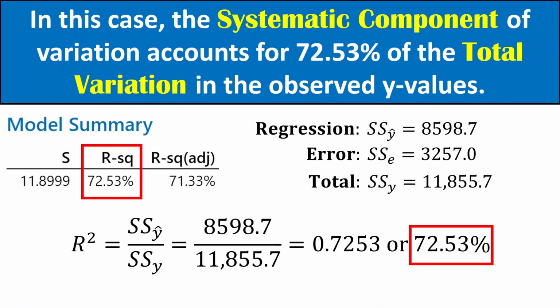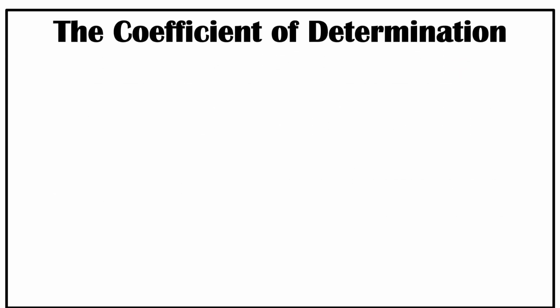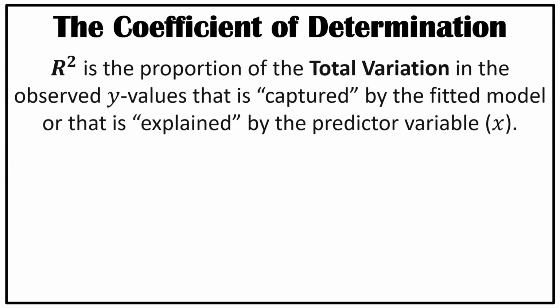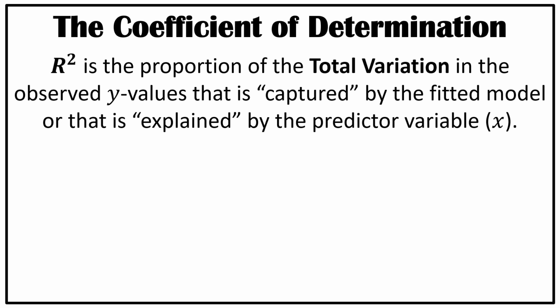So there's a couple of ways you can actually describe this R-squared statistic, this coefficient of determination. One way is we could say, in this particular instance, the systematic component of variation accounts for 72.53% of the total variation in the observed values. We could say it that way. But there's other ways that you can describe it. So let's just go through those. R squared, the coefficient of determination, is the proportion of the total variation in the observed Y values that is captured by the fitted model, or you could say that is explained by the predictor variable. The important thing is this is a systematic component of that total variation.